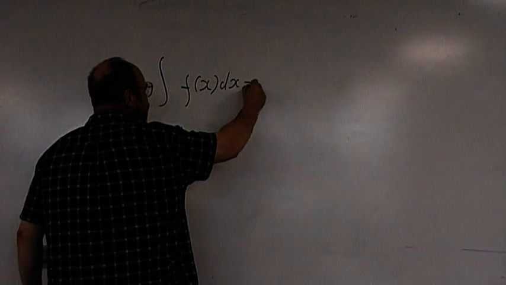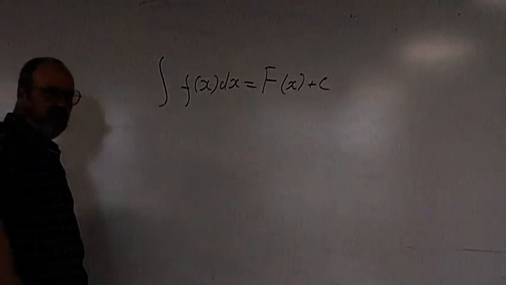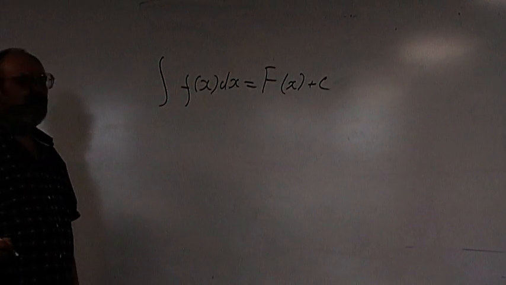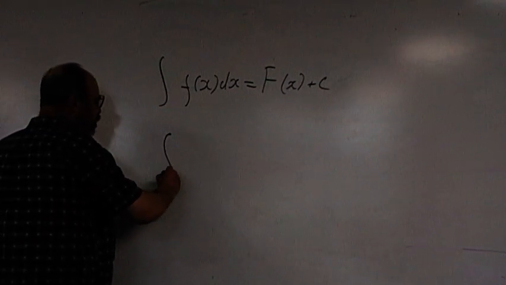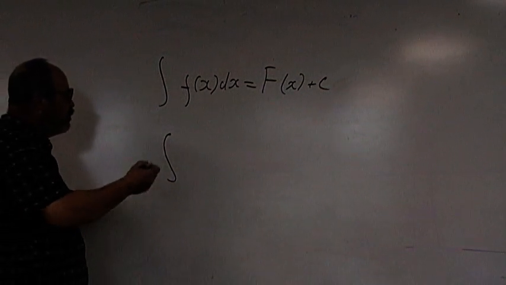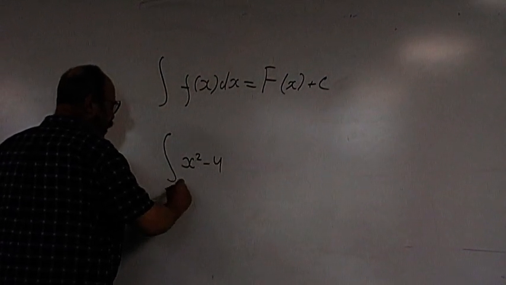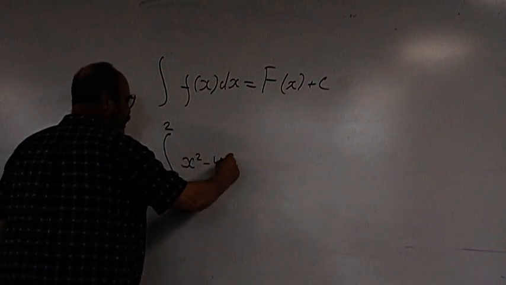If we have this symbol called integral, that's why it's called integration, we call it anti-differentiation. And if we have that the antiderivative of function f of x dx equals F of x plus c, then the definition of the definite integral, we write integral and we put limits, lower limit and upper limit. Let's say you can see the integral of x squared minus 4 from minus 2 to 2 dx.